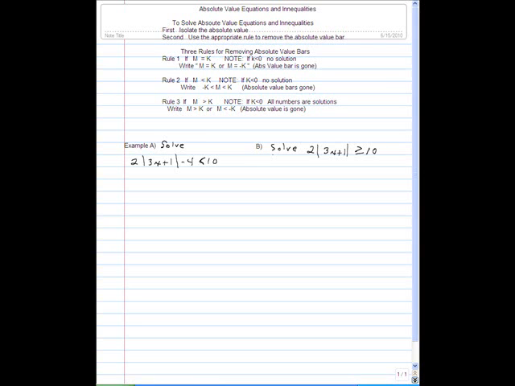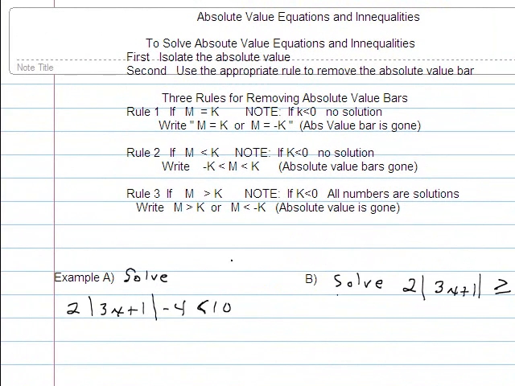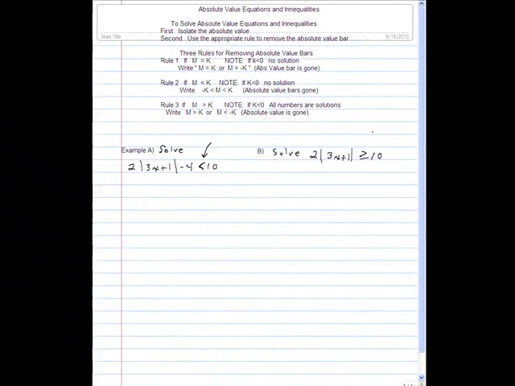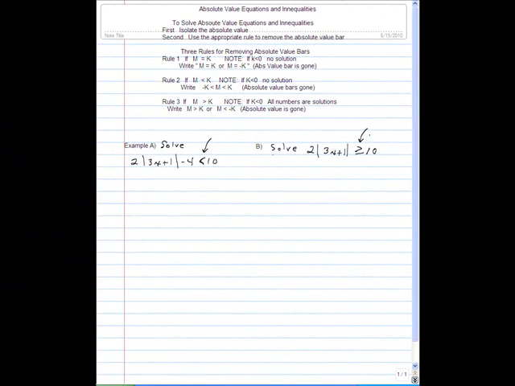In this podcast, we'll delve a little bit more into solving absolute value inequalities. And what I'm going to do is use the same problem example for type 2 and type 3, so you can clearly see the difference in a less than problem versus a greater than problem. So let's begin with the less than problem.